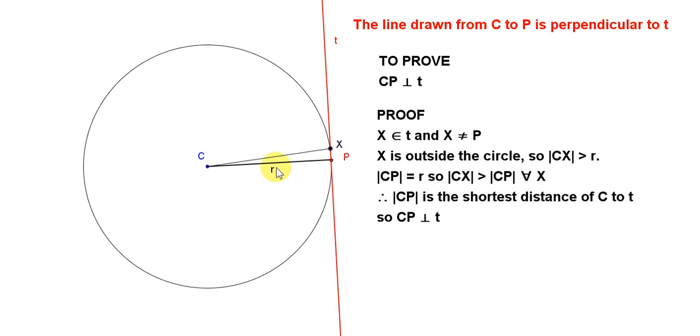So this means that the distance of C to P must be the shortest distance of the point C to the tangent T. Because if we pick any other point on the tangent, then the distance of C to that other point is greater than the distance of C to P. Well, we know that the shortest distance of a point to a line is the perpendicular distance of the point to the line. So now we've proven that the line CP must be perpendicular to T.